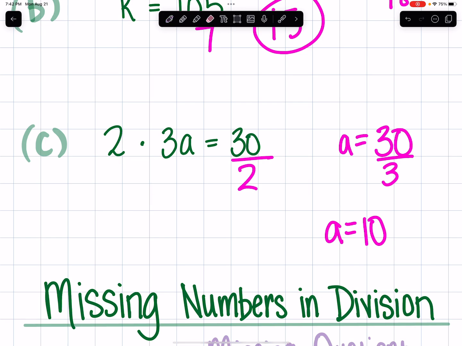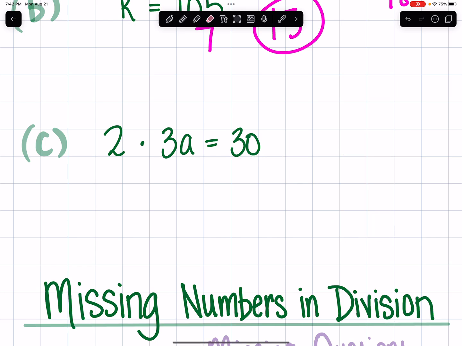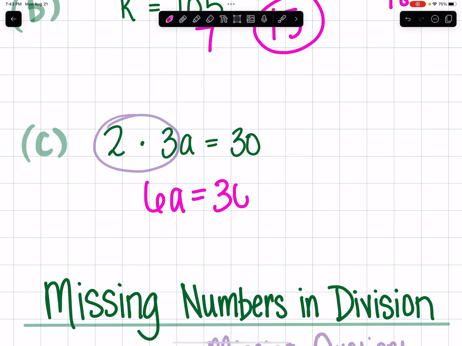Okay, there's another way to do it, and you'll get the same answer. You can just multiply the 2 times the 3. Okay, so 2 times 3 is 6, and so you can simplify this to 6a is equal to 30. And then just divide 30 by 6. You're actually dividing both sides by 6, and then the 6's cancel out. A is equal to 30 over 6, and you get the same answer.